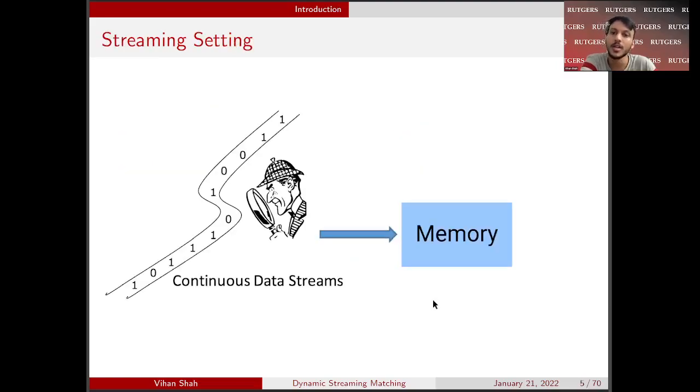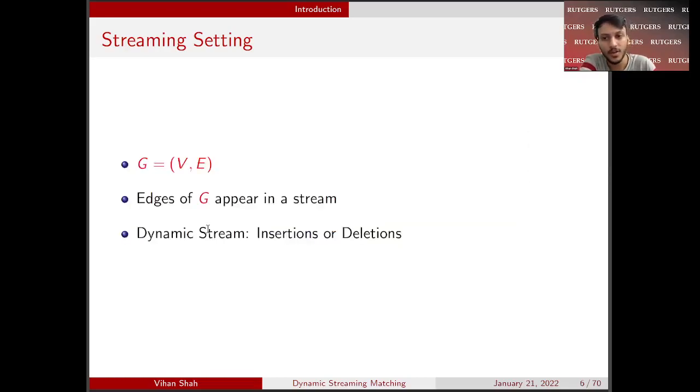The setting we'll be looking at is the streaming setting, where the information comes in a stream and you can only look at the current bit of information and you have to update the memory using that. Once this information goes ahead, you are no longer able to access it. In our context, we'll be looking at the graph streaming setting, where the edges of the graph appear in a stream and the vertices are fixed from 1 to n. The edges can be inserted or deleted since it's a dynamic stream.